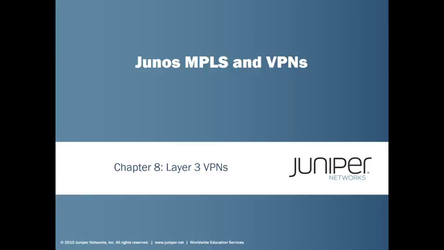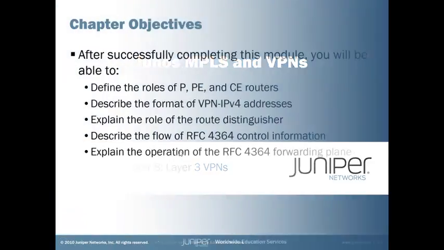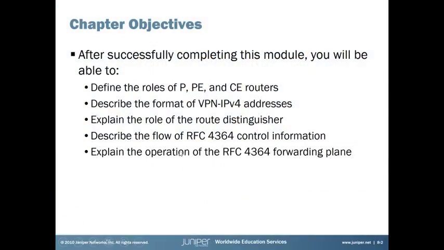Okay, so let's have some fun with layer 3 VPNs. We're going to get into how they work to begin with, and then after that we'll get into how to configure them. We're going to define the roles of the various routers involved in this process. We've got our P routers, our PE routers, and our CE routers. Of course, the P's being the provider cores, PE, provider edge, and CE, customer edge.